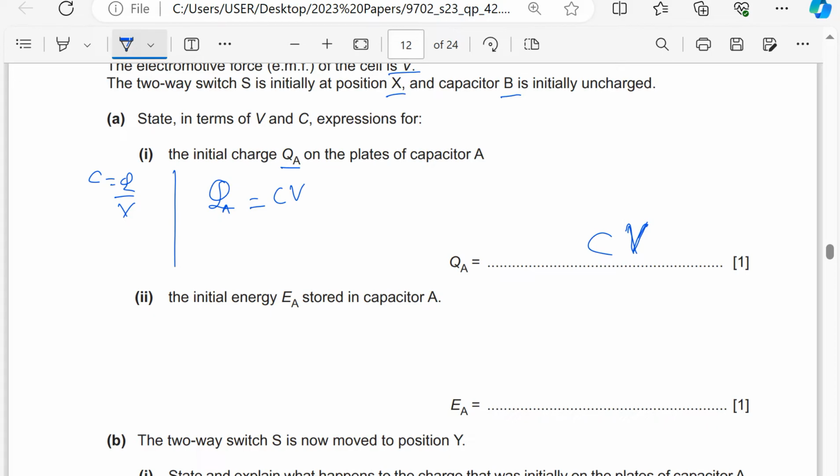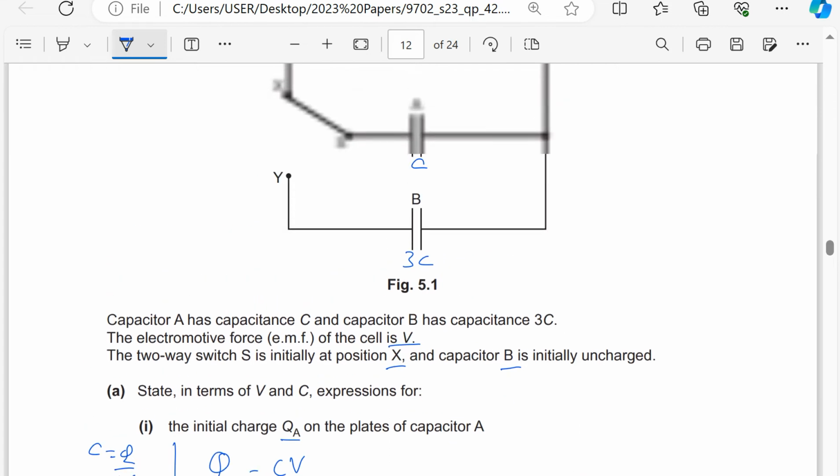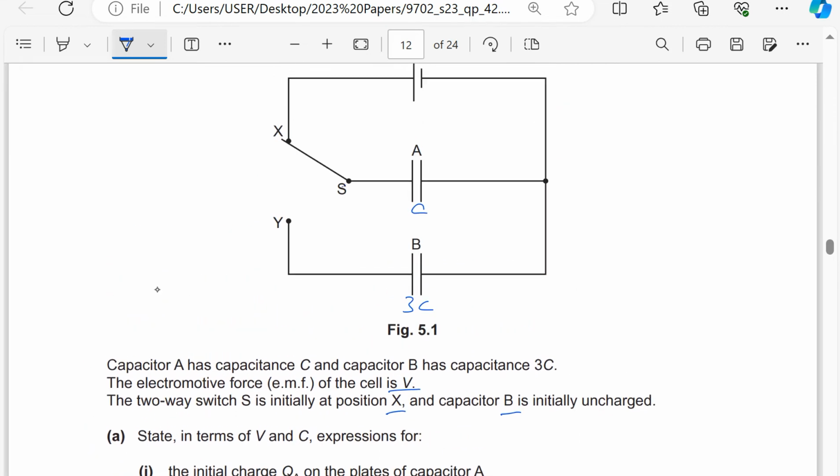Then the initial energy stored in capacitor A. We know that energy is half times capacitance times V squared. Energy stored by a capacitor is a half CV squared. Then the two-way switch is now moved to position Y.